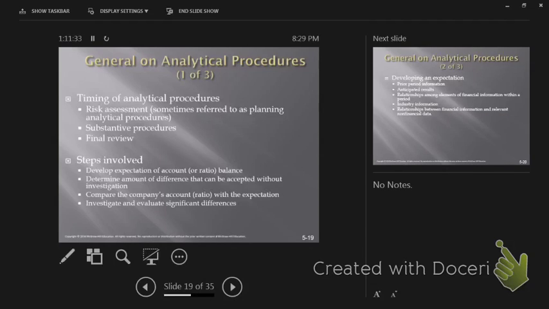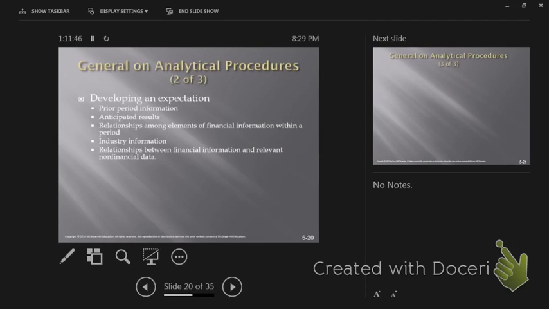And then the steps involved, we kind of talked about those with what we just did in that example, but they're going to be looking for account differences, company ratio differences, significant differences that you're not expecting. Then you're going to develop an expectation, prior period information. You're going to look at things like anticipated results. What do you expect to get? Then you're going to look at what the variances are. What do you expect? And that's kind of what I was saying with the backups.